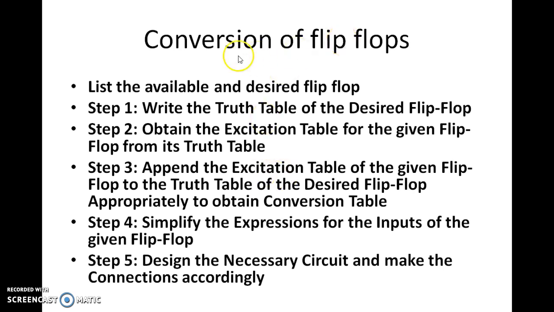The first and foremost thing I suggest is to make a list of the available flip-flop and the desired flip-flop. Once you are done with this, we have 5 steps which you are supposed to follow to convert. First of all, write the truth table of the desired flip-flop. Then, the second step is to obtain the excitation table for the available flip-flop from its truth table. Next, append the excitation table of the given flip-flop to the truth table of the desired flip-flop, what you have done in step 1, appropriately to obtain the conversion table.